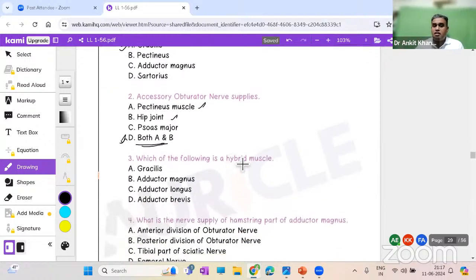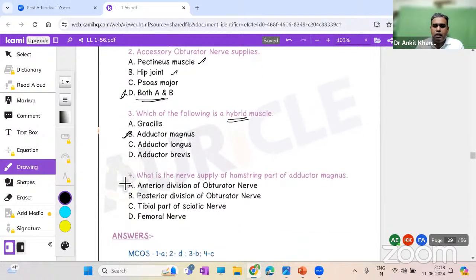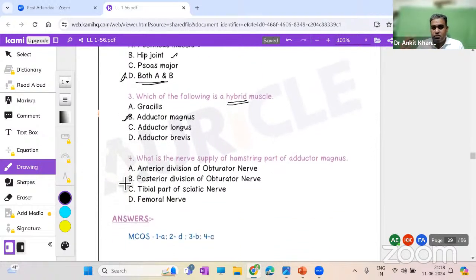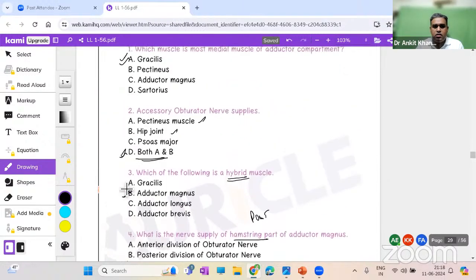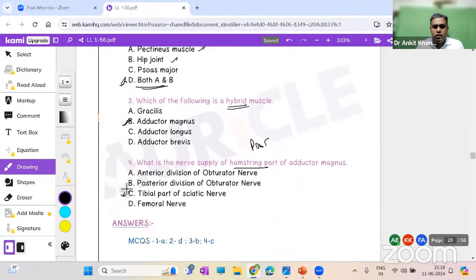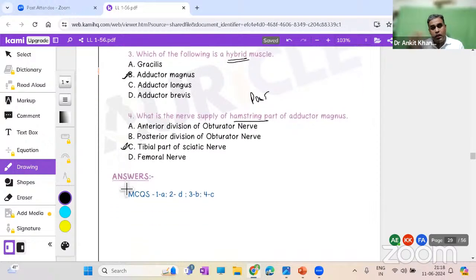Which is a hybrid muscle? I just explained the hybrid muscle. We discussed two, pectineus and adductor magnus at least. Here we have, yes, adductor magnus. So option B. What is the nerve supply of the hamstring part of the adductor magnus? Hybrid muscle. The hamstring part is the posterior part, supplied by the tibial part of the sciatic nerve. The answer given over here is A, D, B, C. Let us see if you are correct or not. A, D, B, and C. Perfect. With you guys, even I am answering all these MCQs.